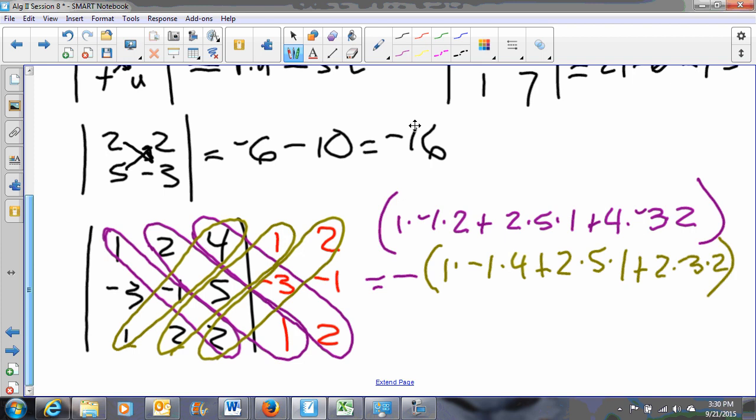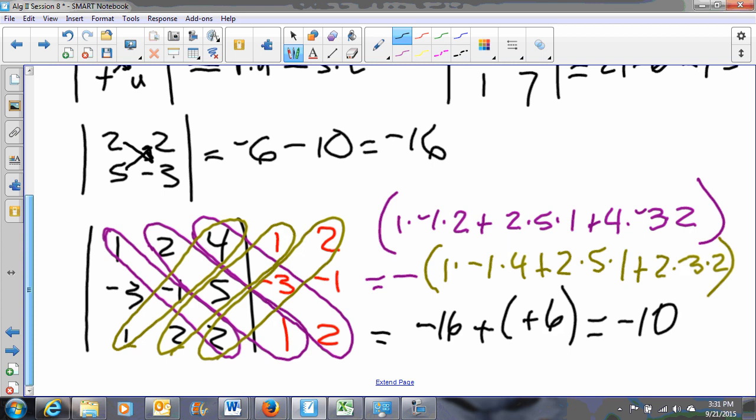Now, doing all of the math, we get negative 2 plus 10 is 8. Minus 24 would be negative 16 for the purple part. From that, we're subtracting negative 4 plus 10, that's 6, minus 12, that's negative 6. So this becomes plus a positive. We get negative 10 for the result of our 3 by 3 determinant.